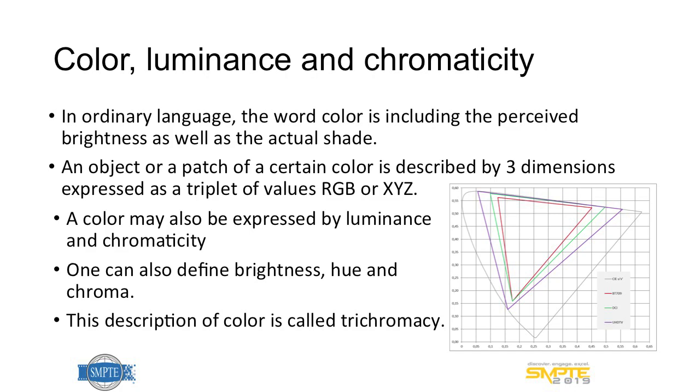So a color usually can be described by RGB or XYZ, and it should be noted that XYZ is the basic thing for every computation on color. If you want to go from one system to the other, from one RGB to something different, whatever the color representation, you're going through XYZ. So a color is also luminance and chromaticity. Luminance has one dimension and chromaticity 2. And you can also define color by brightness, hue and chroma.